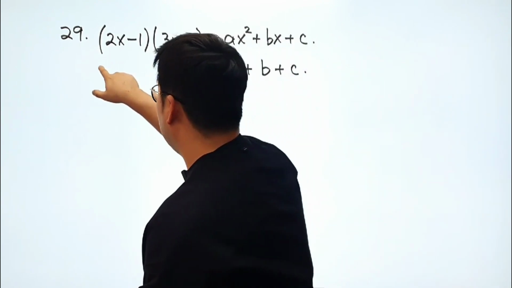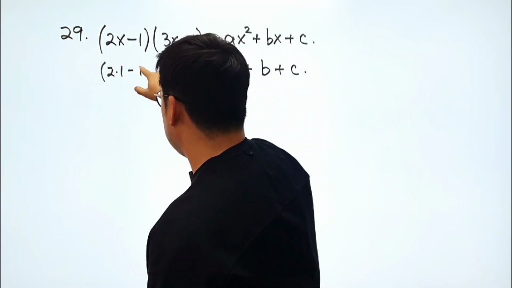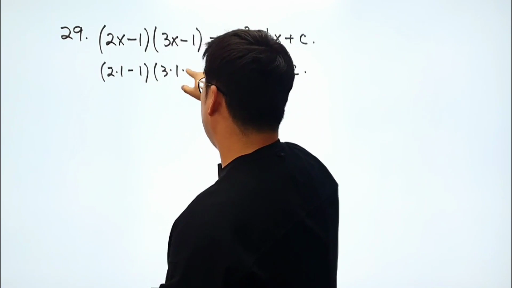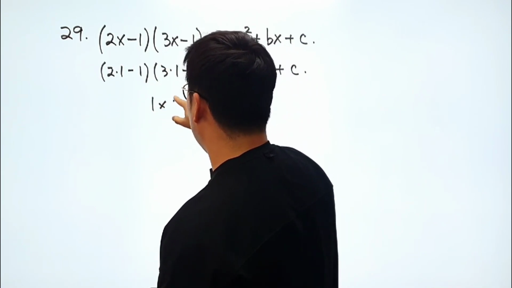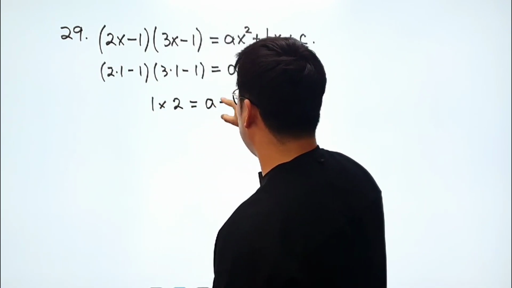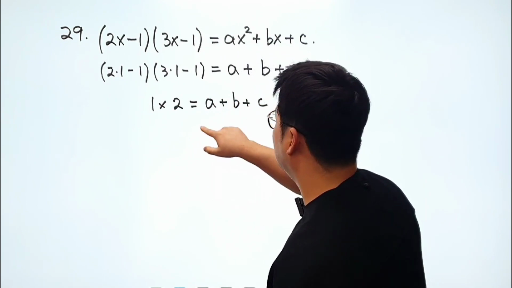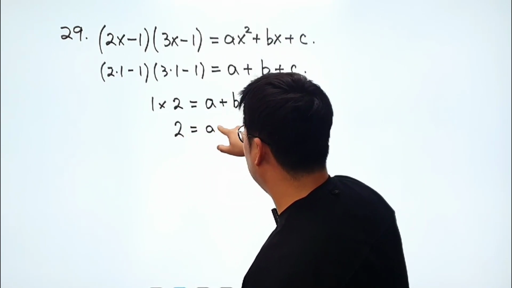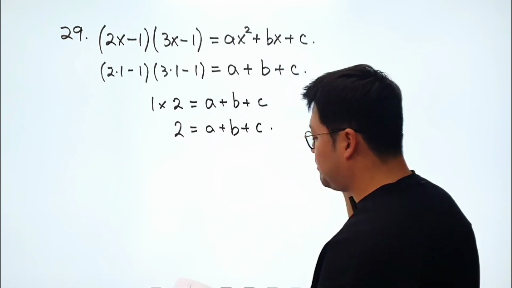And what will happen is that we substitute all those numbers in. If you substitute all these numbers in, you multiply 1 by 2, you end up getting a plus b plus c is supposed to be just 2, I would say, right? So that's a plus b plus c.